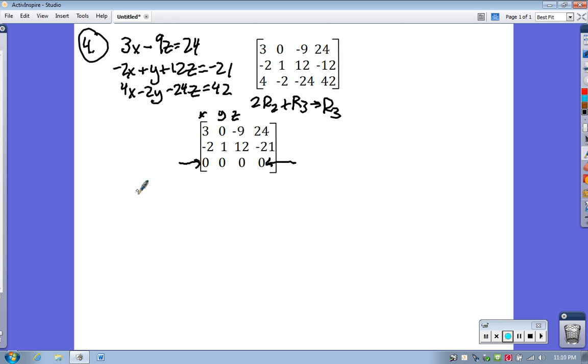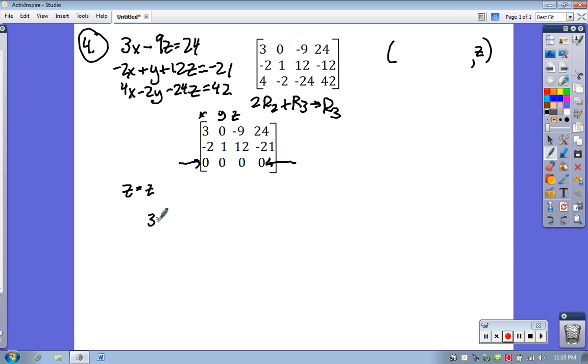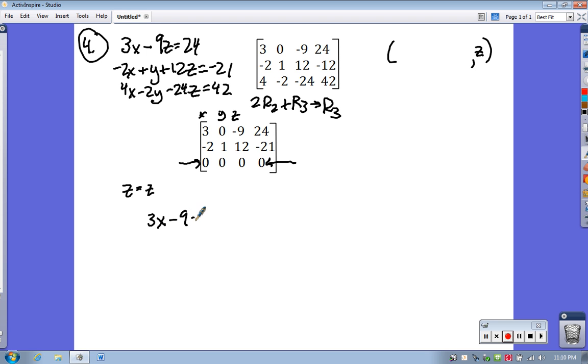I'm going to let z be my free variable. So I know that I'm going to have z as one of my possibilities for z. And since I have the 0 here for y, I'm actually going to plug it into this one first. So I have 3x minus 9z equals 24. And I want this x in terms of z. So I'm going to solve for x.